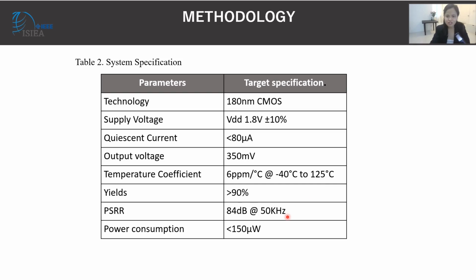And we have a PSRR of 84 dB at 50 kilohertz. The bigger its value, the better the noise rejection. And we have the power dissipation, which is set to be less than 150 microwatts. These specifications are based on standard values and depend on the application of the voltage reference circuit. After the specifications have been set, the actual design will follow.